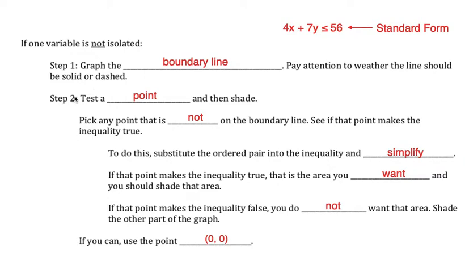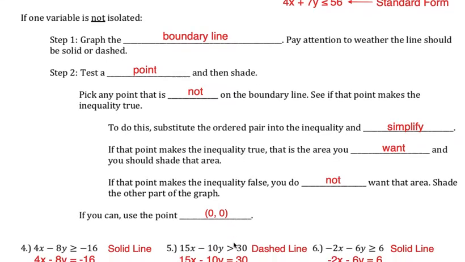Step 2 is to shade one side of the boundary line or the other. You can pick any point that is not on the boundary line, and we want to see if that makes the inequality true. If it is true, then we shade the side that point came from. If that point is false, that's the area you do not want to shade, and we'll shade the other side. I love, again, to use the point (0, 0) because it cancels terms out and it makes it very easy to use. So we're going to look at 3 examples here.